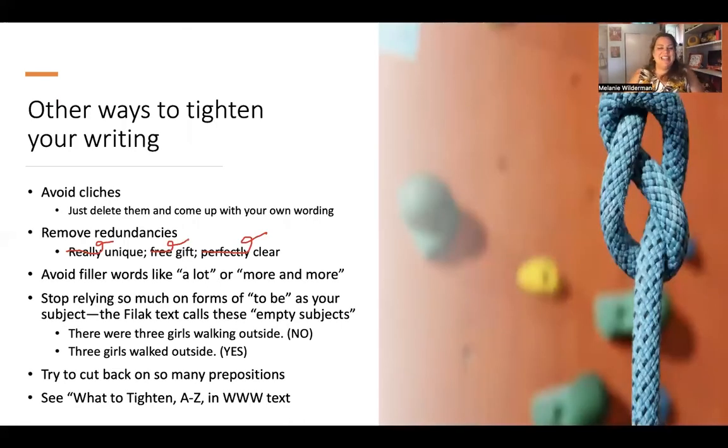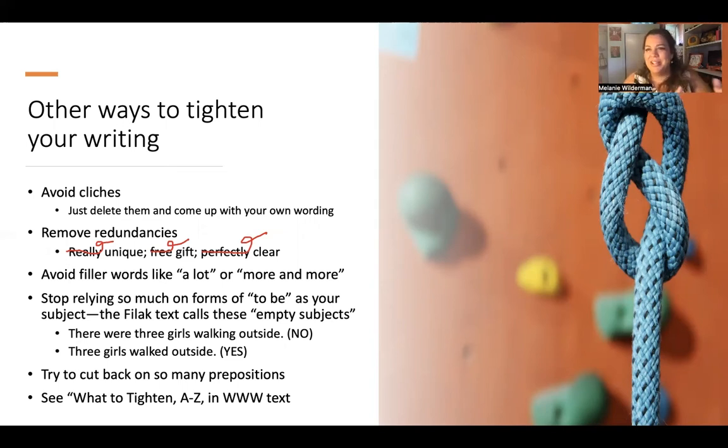All right, then just some general ways to tighten your writing. We want you to avoid cliches. Cliches are those overused, overdone phrases. They've been around for a long time. I think of them as things my grandmother really used to love to say. Christmas came early this year. Cute as a button. Things like that.